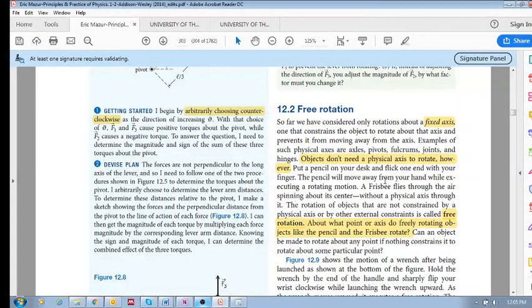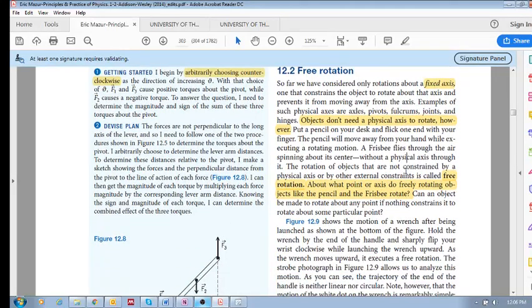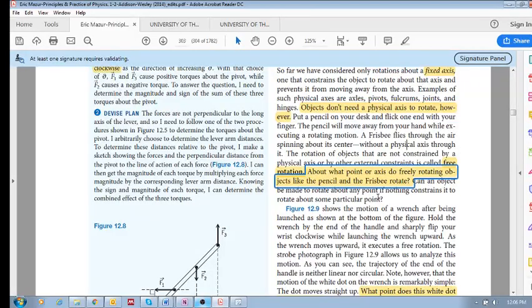So for example, throw a frisbee, or you take a pencil and flick it and it moves away from you and rotates. You throw a frisbee and it rotates while it's moving through the air. The question is, about what point or axis do freely rotating objects like the pencil and the frisbee rotate? This is called free rotation, and we want to know about what axis these objects rotate.